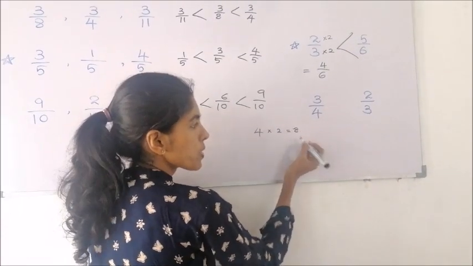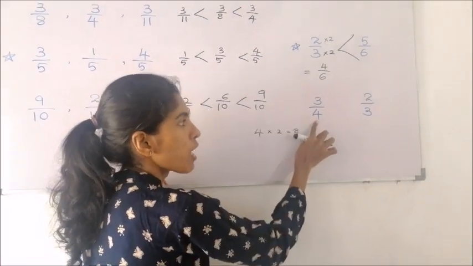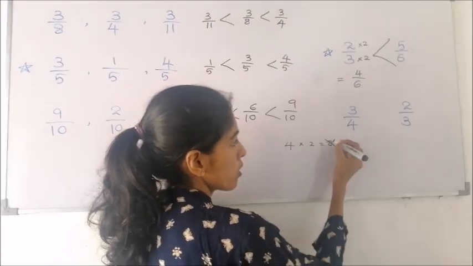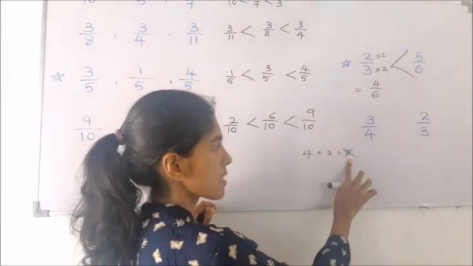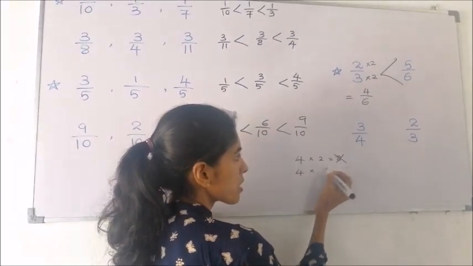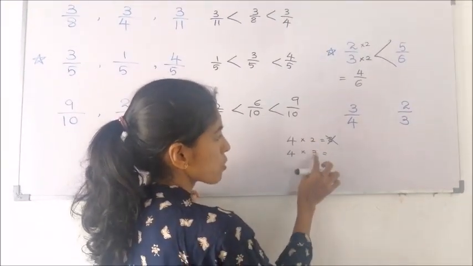4 times 2 is 8. Is 8 divisible by 4? Yes. Is 8 divisible by 3? No. That means 8 is not the LCM. Then we will multiply that bigger number by 3. After 2, 3 is coming up.